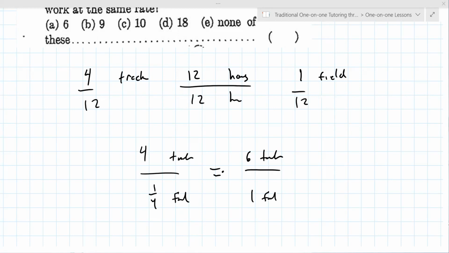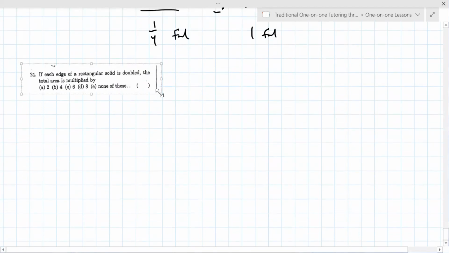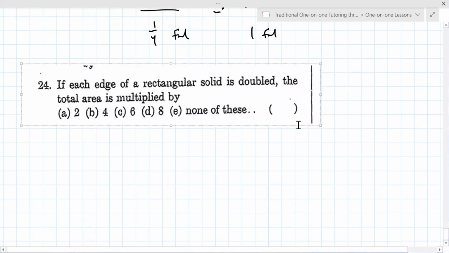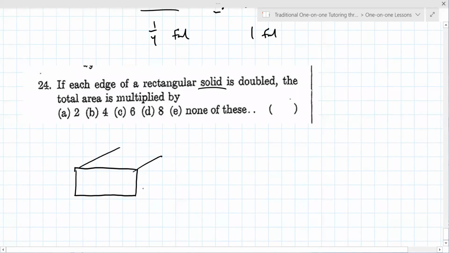So let's look at number 24. All right, if each edge of a rectangular solid is doubled, the total area is multiplied by. So the edge of a rectangular solid, I think it means something like this, since it's solid. Okay, so this is X, Y, or length, width, and height. So the volume is length, width, and height. But it's not asking about that. It's asking about the total area.